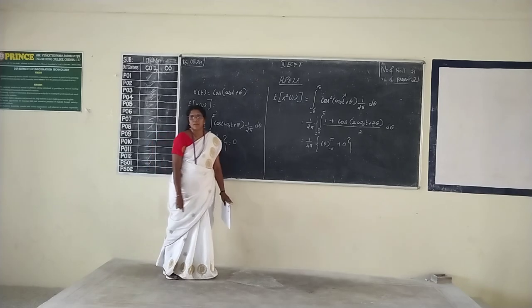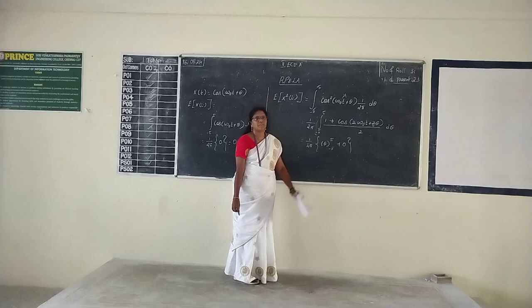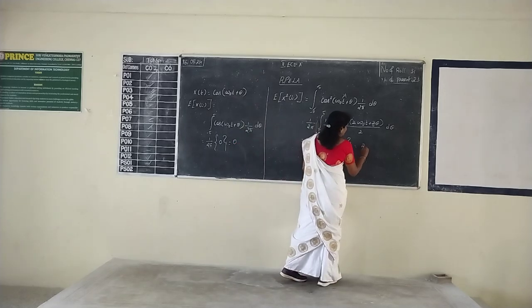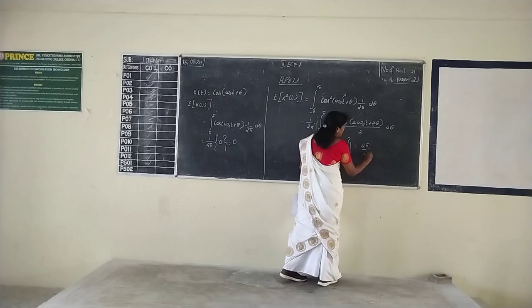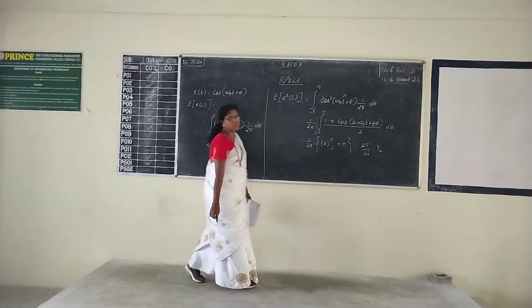What about the first term? Upper limit minus lower limit. You will get it as 2 pi. So 2 pi by 4 pi. What will be the answer? 1 by 2.